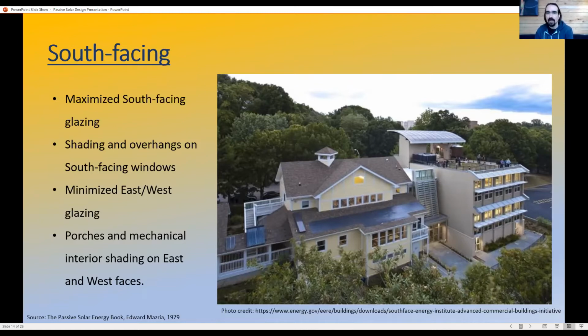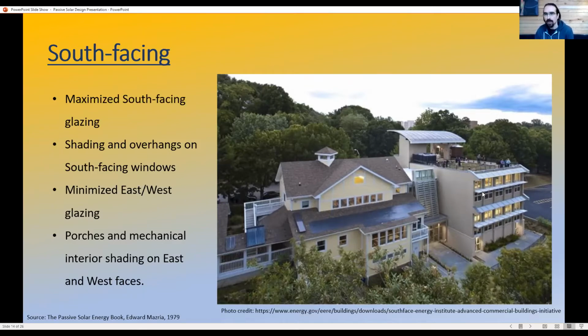You can see that there is a lot of glazing on the south side of the building. These are the south sides of the building. There's not a lot of glazing on the east and west sides of the building. And where there are windows on the western side, it uses a mechanical interior shading to prevent unwanted heat gain in the summer. There are a couple of interesting things happening here.